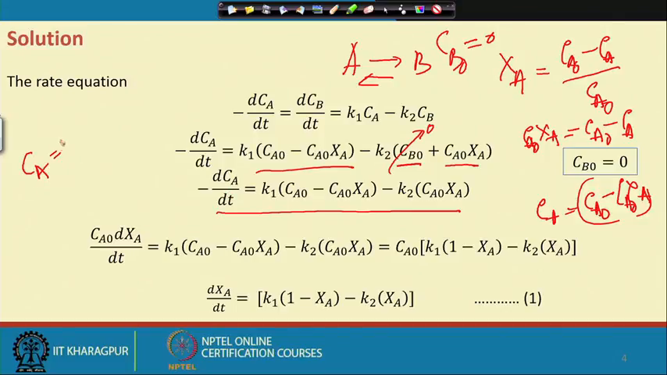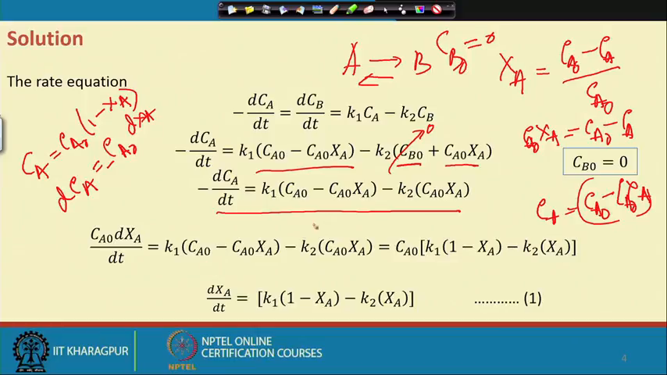Ca equal to Ca0 into 1 minus Xa. Am I right? And then we can write dCa is equal to what? dCa equal to Ca0 is constant, so I can write minus dXa. I can write like this. So, it is what we have written here, that is dCa equal to minus Ca0 into dXa.